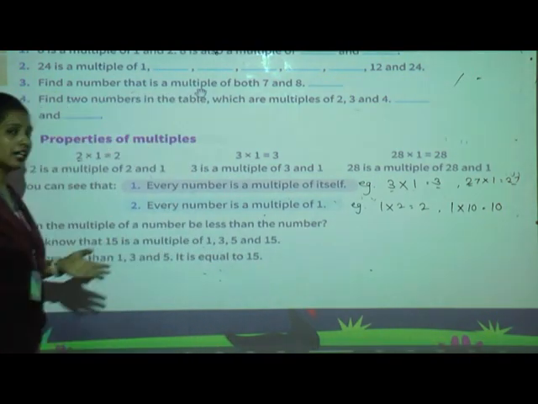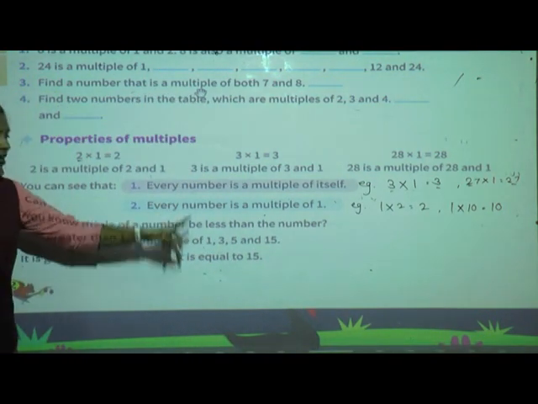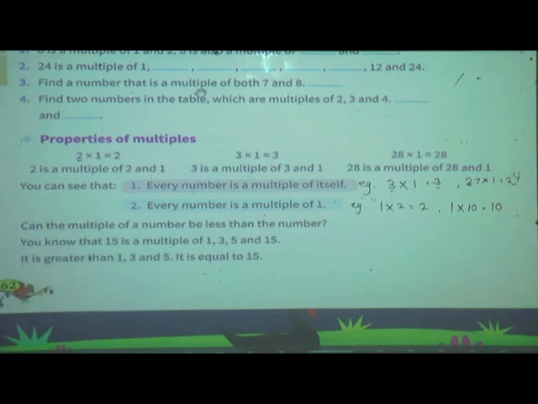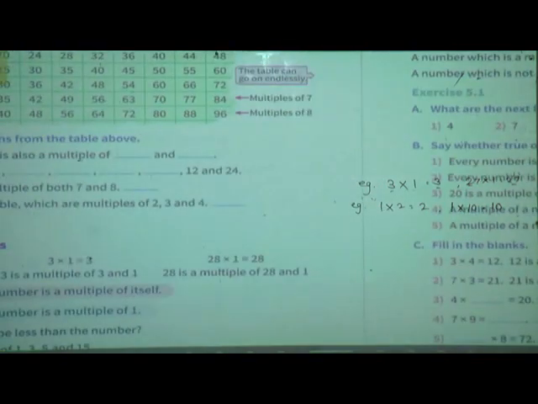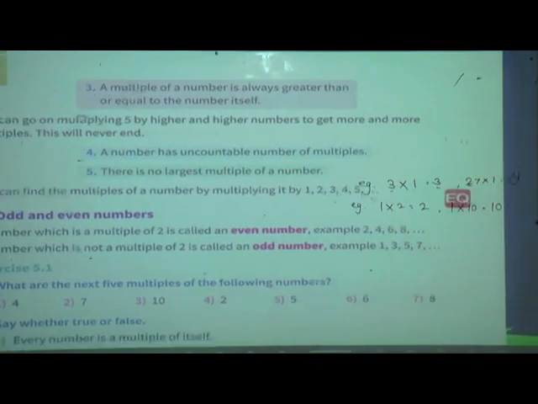Yes or no? Yes, we can multiply. So what is the second property? Every number is a multiple of 1. Clear? Yes. Now I'll tell you the third property. What is the third property, students?